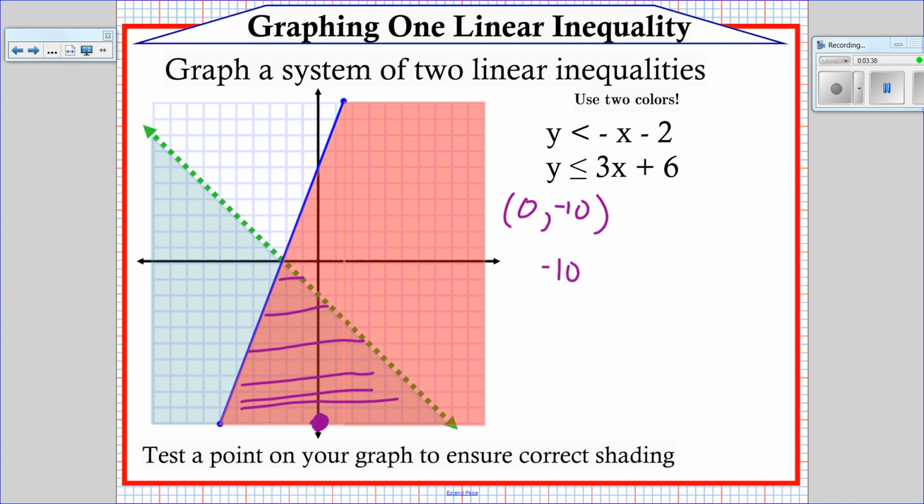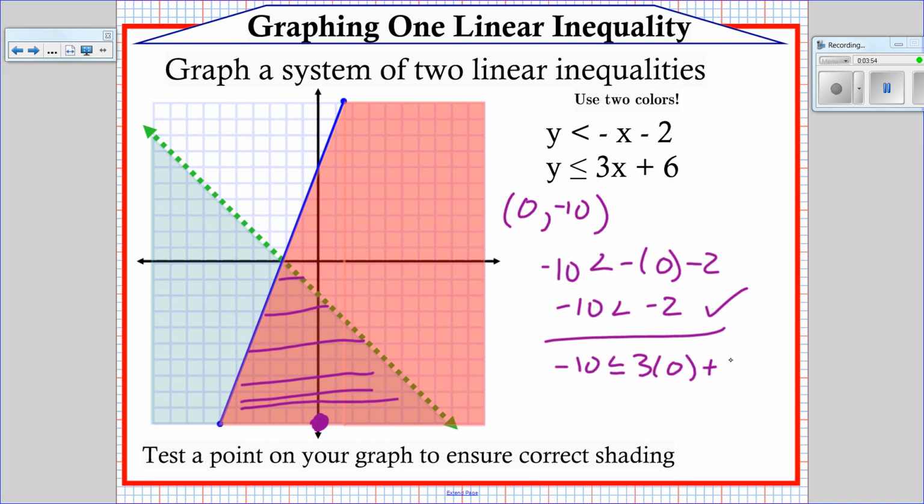So negative 10 is less than the opposite of 0 minus 2. Is negative 10 less than negative 2? Yes. And negative 10 is less than or equal to 3 times 0 plus 6. Is negative 10 less than or equal to 6? Yes, it is. So when they both work, that means that this is a solution to my system of inequalities.